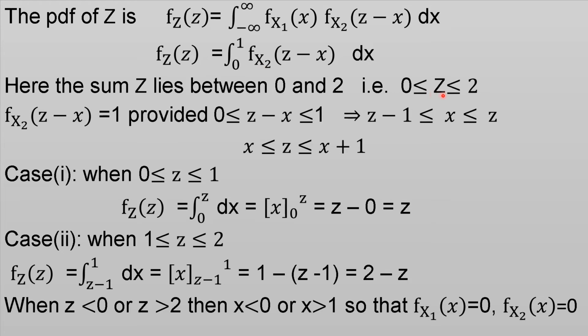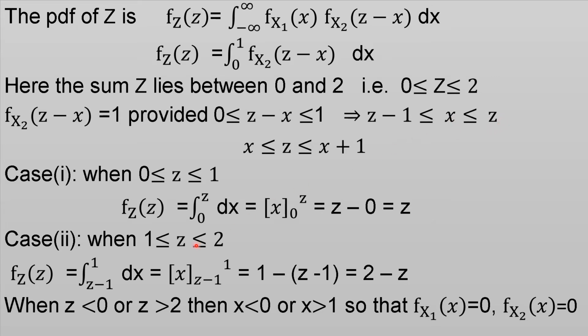So 0 to 1 is already considered for z. So start from 1, take a subinterval of length 1 to 2. So second case, when z is greater than or equal to 1, less than or equal to 2. Now this fz of z will be equal to, now in the integrand fx2 of z minus x, it can be taken as 1 provided x lies between z minus 1 and z.